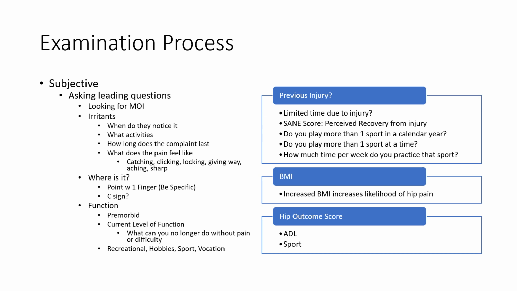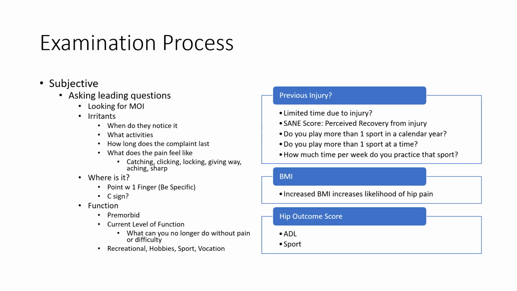Oftentimes when you ask them about where that pain is, you're going to see them make the letter C with their hand and wrap it from the front of their hip to the back of their hip. And that's what we call the C sign. That's typically indicative of either femoral acetabular impingement, FAI for short, or along the lines of a labral pathology.